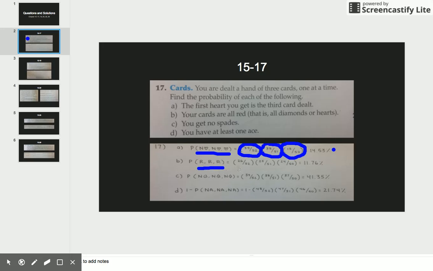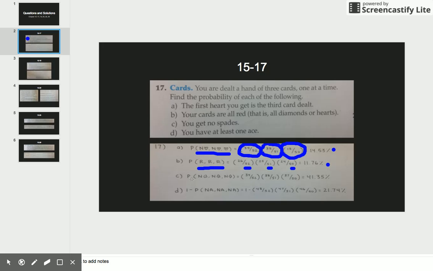The next one asks for three reds in a row. It's that same idea: each time I pick a card, the number of cards left over goes down by one. So these are dependent events. I start with 26 reds, then it goes to 25, then to 24. I multiply all of these because it's a red and a red and a red, and here is my answer.